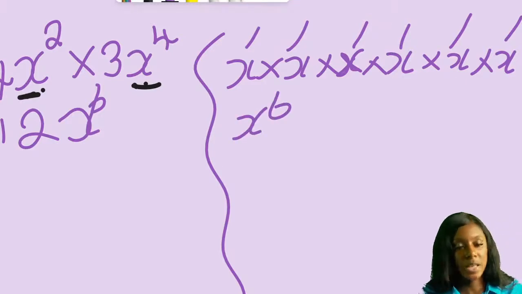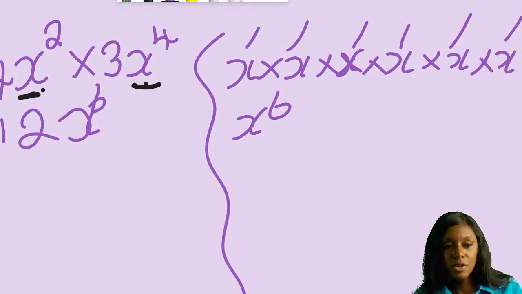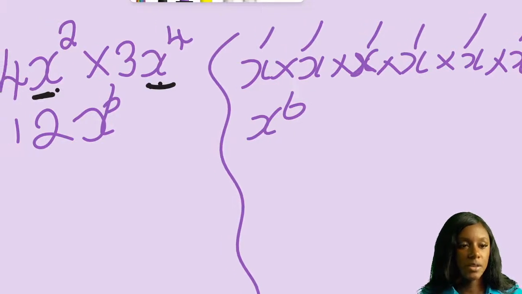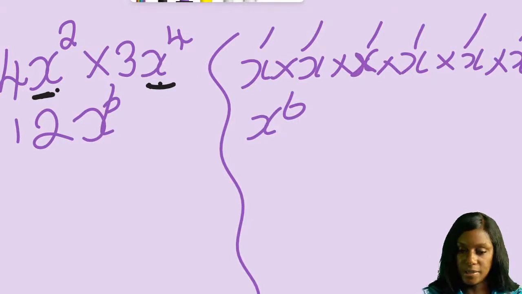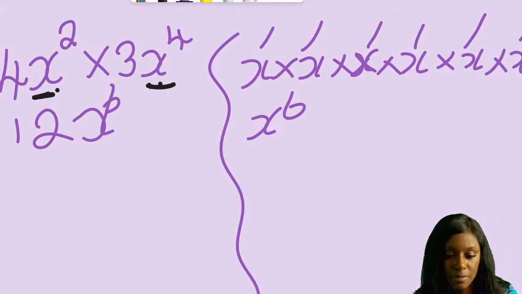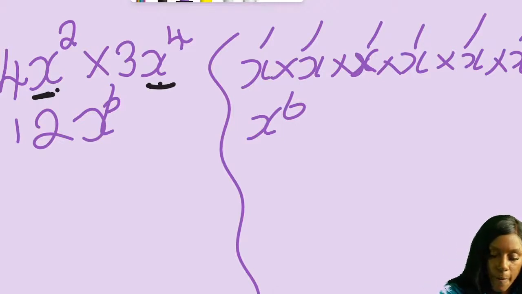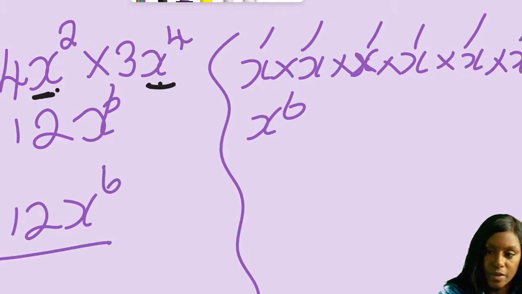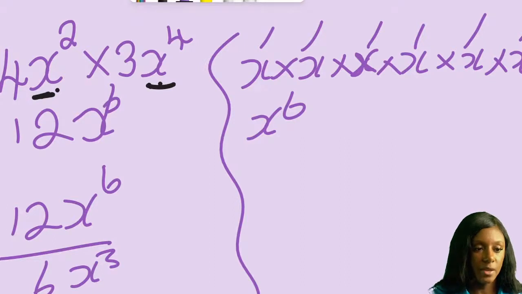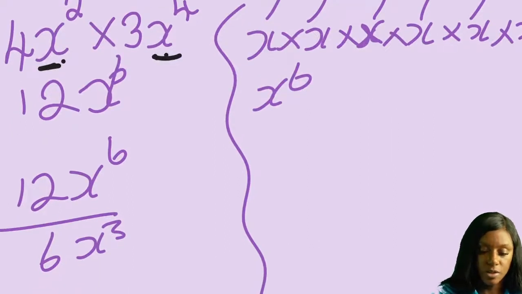But we do not have the time to be expanding. So you simply add the powers because we are multiplying and we have the same base. Once we are multiplying and we have the same base, you simply add. So this was our numerator, 12x to the power of 6, and then it said divided by 6x to the power of 3. So 12 divided by 6, dividing our coefficients, we get 2.